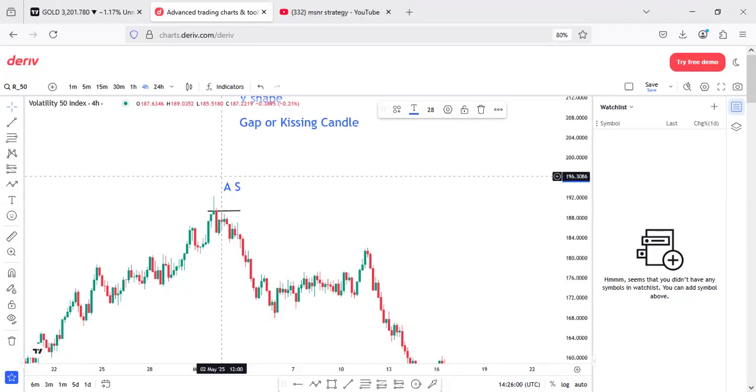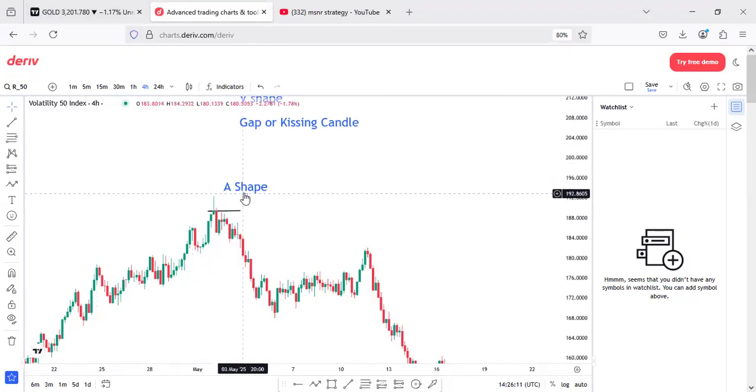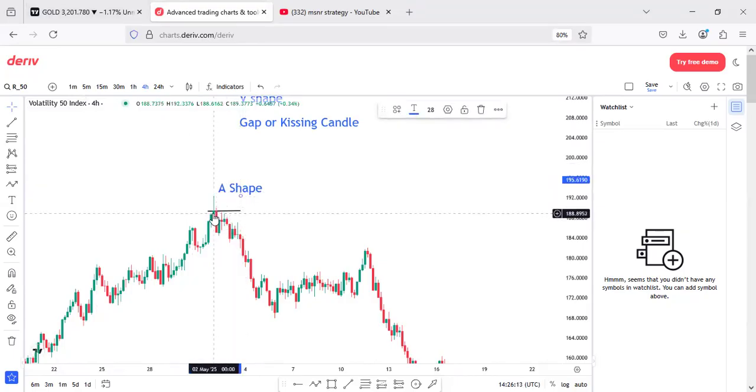This is an A shape. Look at it, looking like an A shape. What happened? Price made this green candlestick and red candlestick, which looks like an A shape. Price pushed up and tried to approach it. What happens? There is a rejection, which is a wick. There should be a weak rejection.